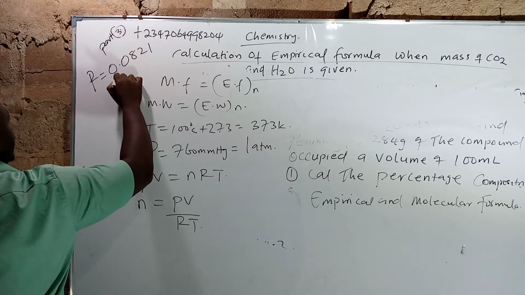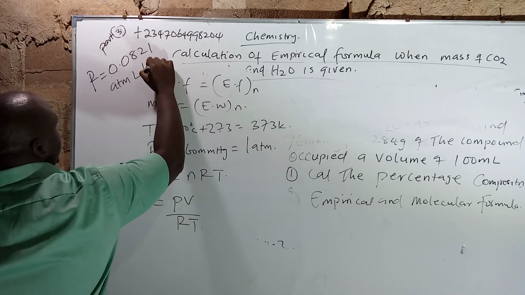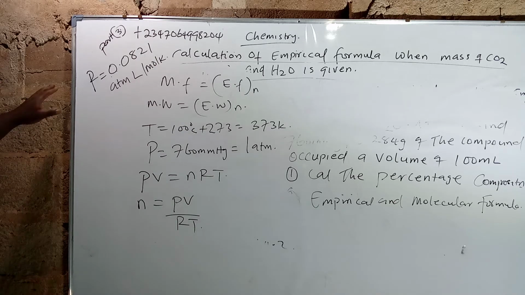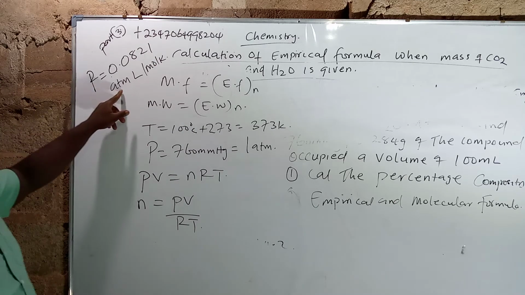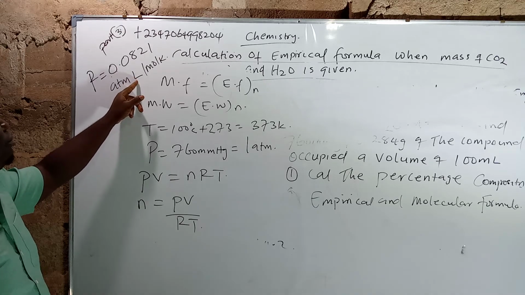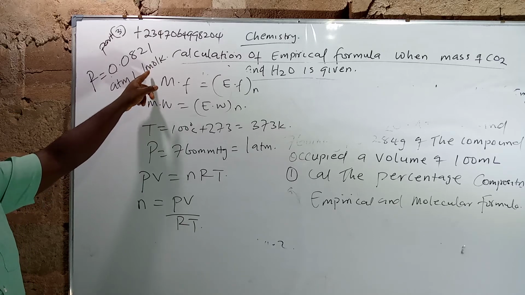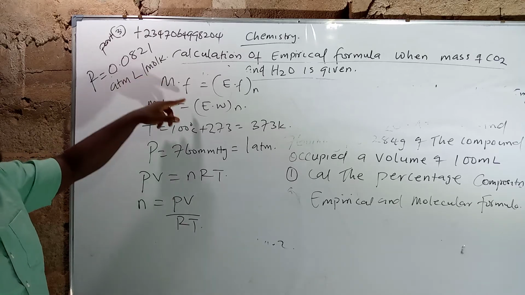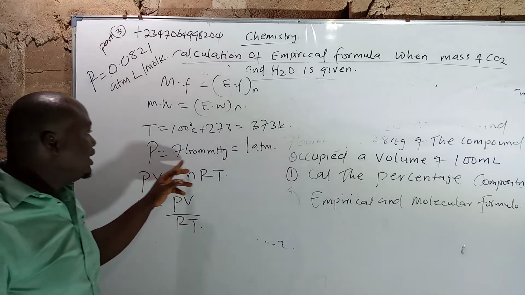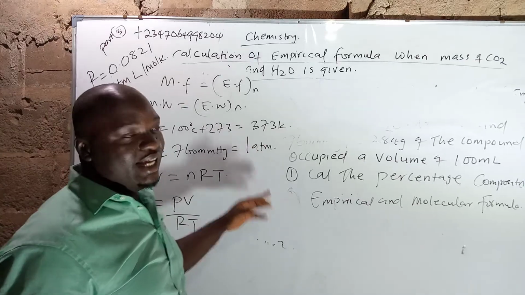Now, the R we're going to use is 0.0821 atm liter per mole Kelvin. This is the value of R we're going to use. It means that your pressure must be in atm, your volume must be in liters, your number of moles should be in moles, and your temperature should be in Kelvin. So 760 millimeter of mercury is equivalent to 1 atm.